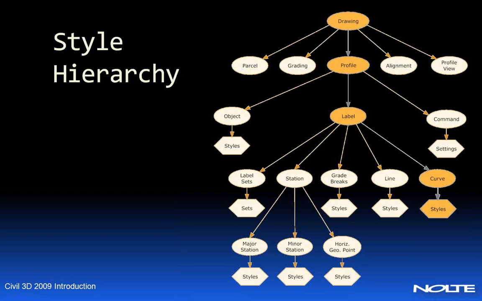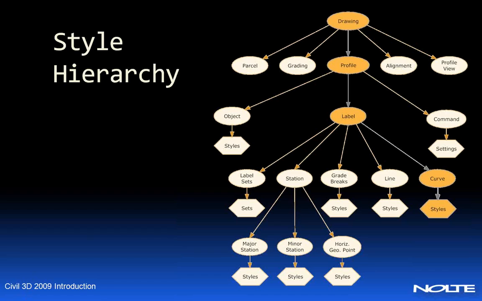If I want all my profile labels to be a certain way, then I would come down and do it at the profile style. Or if I want curve labels to be different than line labels or whatever, I would come in at that level. So you want to make sure you do it at the location that's going to require the minimal amount of effort. If I want to change every curve style, you saw in that dialog there are quite a few that I have to edit. So that's all of the style hierarchy.